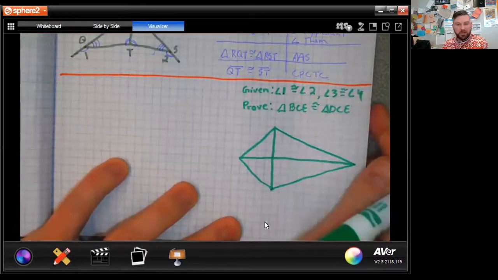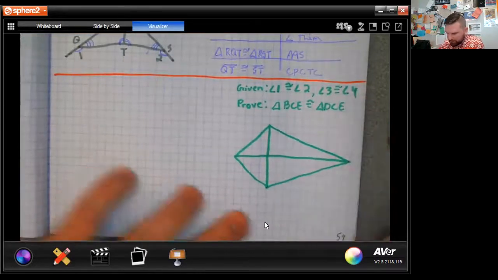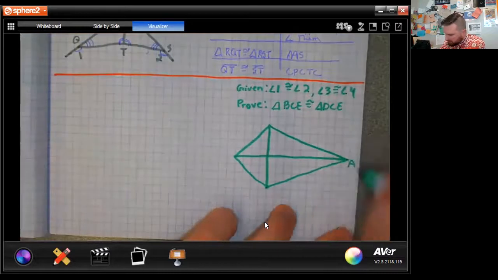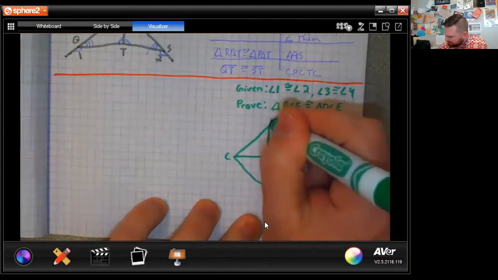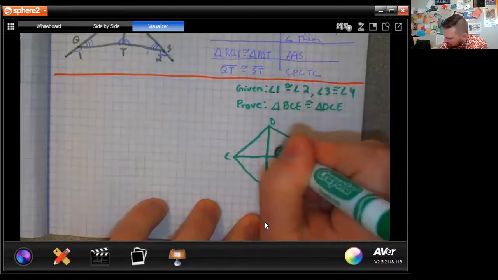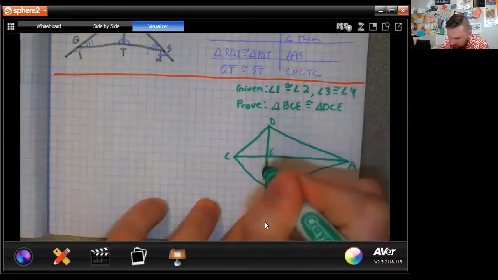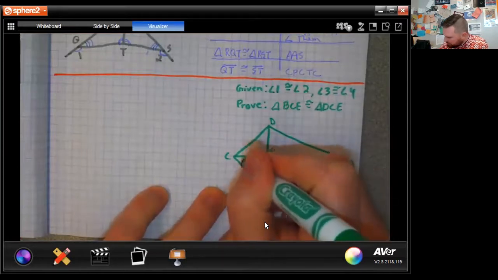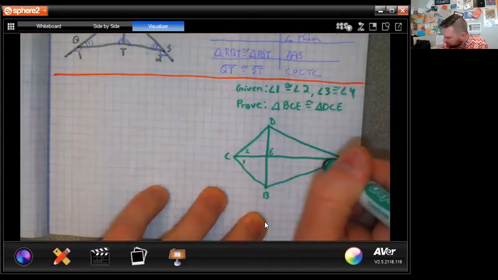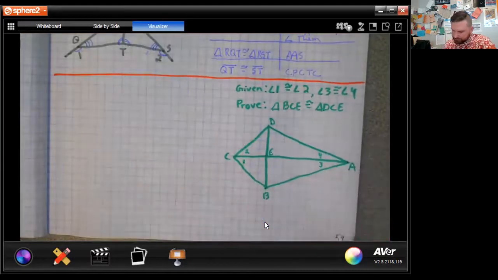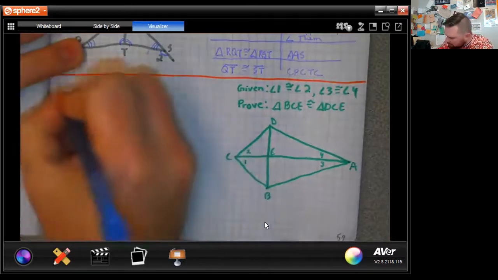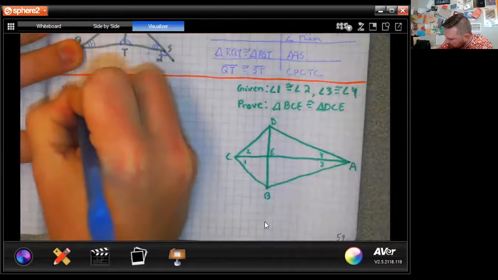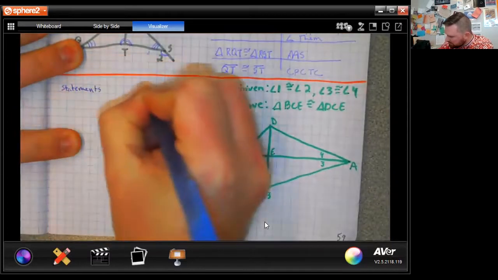So in this picture, you see we have multiple triangles. So we have A, B, C, D, and this is E. And we have 1, 2, 3, 4. Okay. So, we'll do statements and reasons.